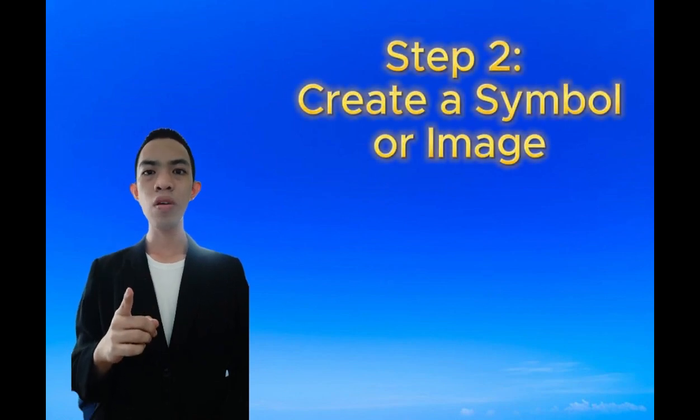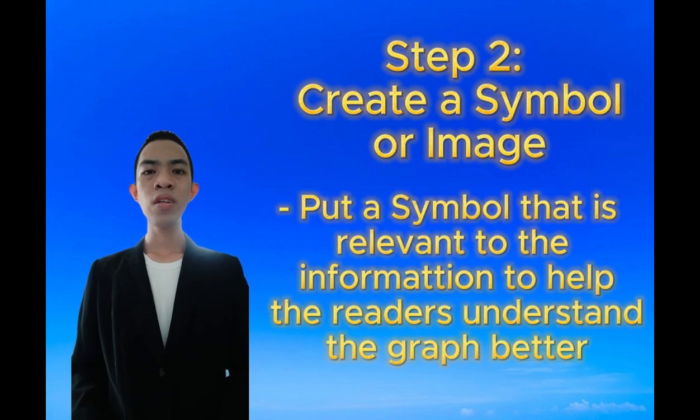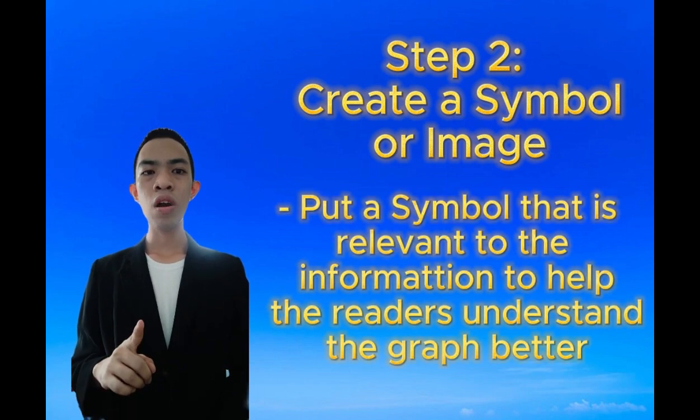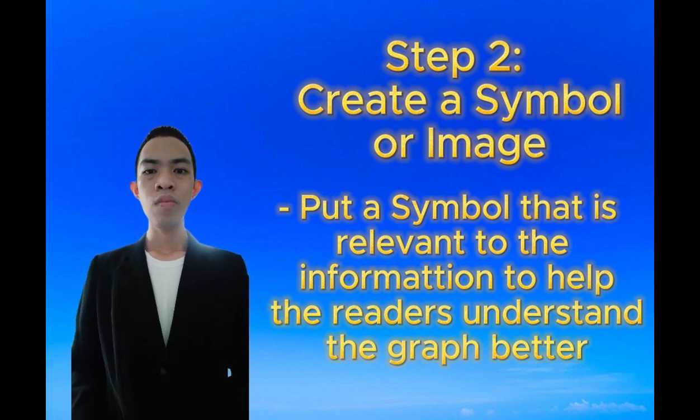The second step is to create a symbol or an image. Before we can present our data, we first need to pick a symbol or image so we can better understand the problem. For example, if your problem is all about weather forecast or something like that, you can pick a symbol like a cloud or a raindrop. And if your problem is all about bakery or bread, you can choose any type of bread you want.